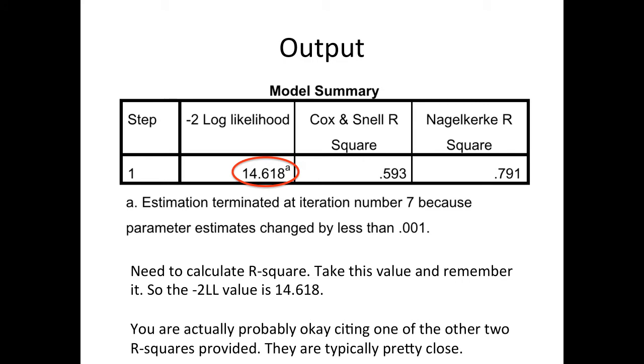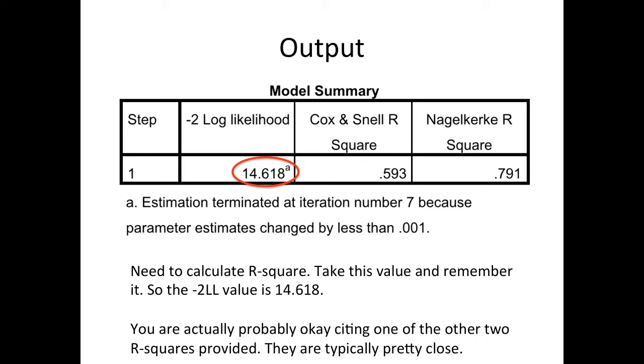So that value in this instance is 14.618. And that value becomes important because that's the value you're going to use to calculate the R square value. So I just write that number down or save that table in a Microsoft Word file or something, because that number you'll need to actually calculate an R value.